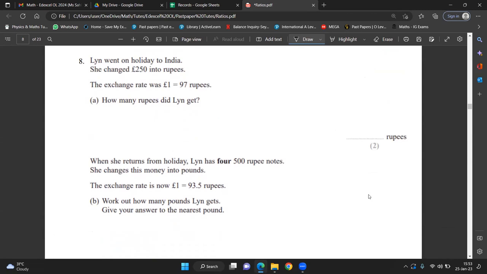Lynn went on holiday to India. She changed £250 into rupees. The exchange rate was £1 equals 97 rupees. How many rupees did Lynn get? So, Zaid, tell me the formula.